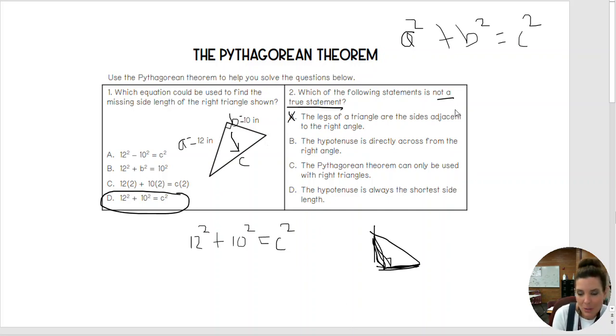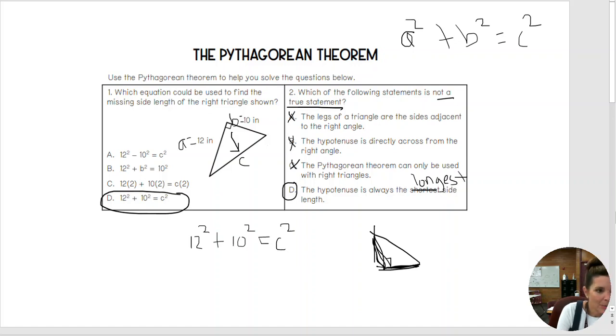The hypotenuse is directly across from the right angle. That one's also true, so we're not going to pick that. The Pythagorean theorem can only be used with right triangles. That one's also true, so we're not going to pick that one. The hypotenuse is always the shortest side length. This is the one we're going to pick because that's not true. The hypotenuse is always the longest side length.